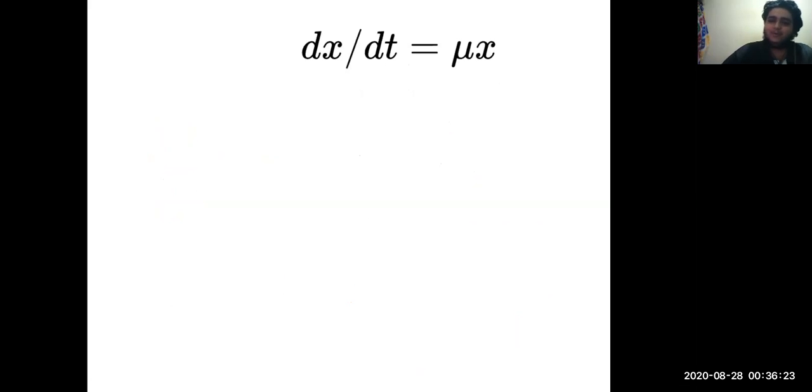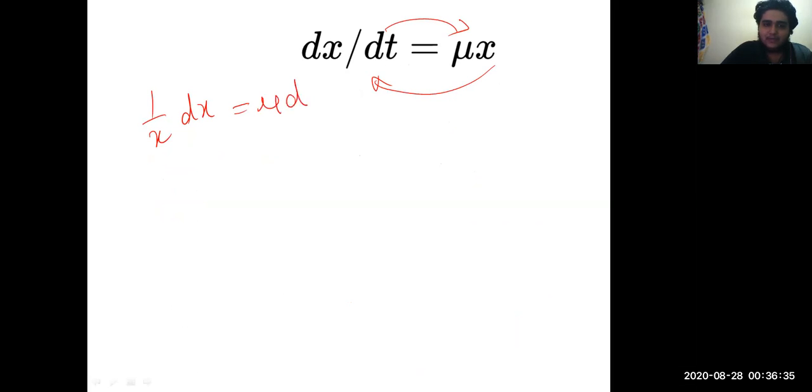Now what we can do with this equation is we can integrate this. So first let us transpose and bring x to this side and dt to the other side. So we have 1 by x dx, and that is equal to mu dt, right?